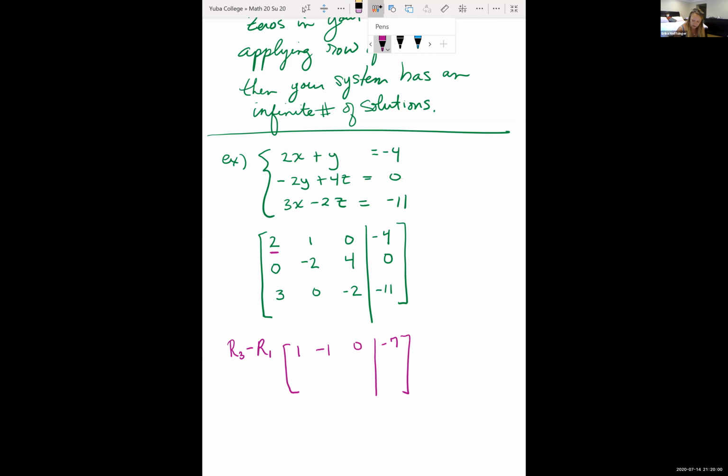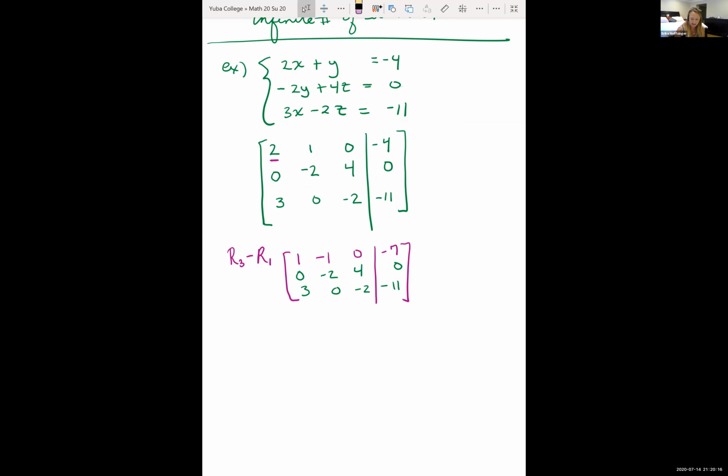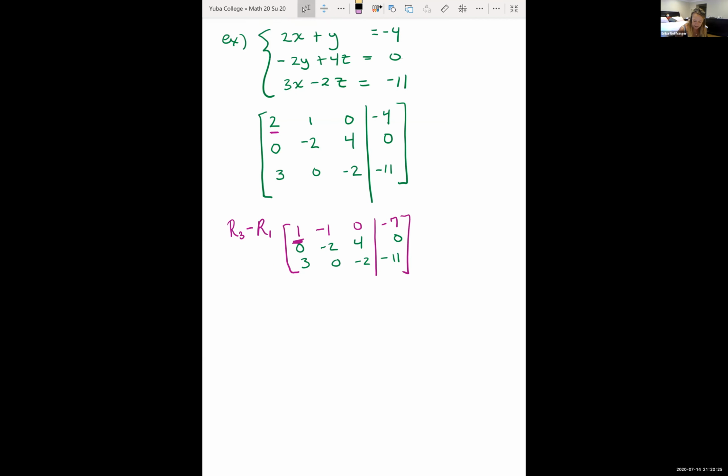So all my other rows were the same. 0, -2, 4, 0, 3, 0, -2, and -11. Okay, so we got a 1 where we wanted it and needed it. And so let's use that row to get rid of the numbers below. So if we look at -3 of row 1 and then add it to row 3, that would get us a 0 where we need it.